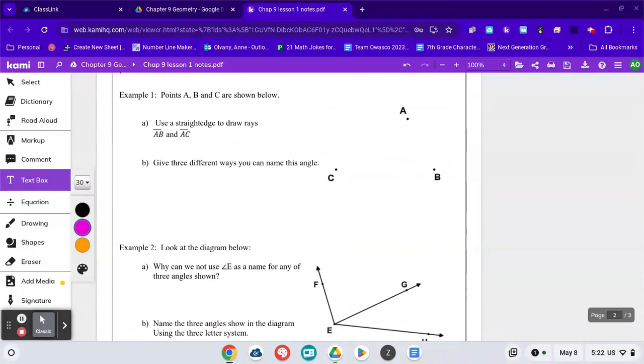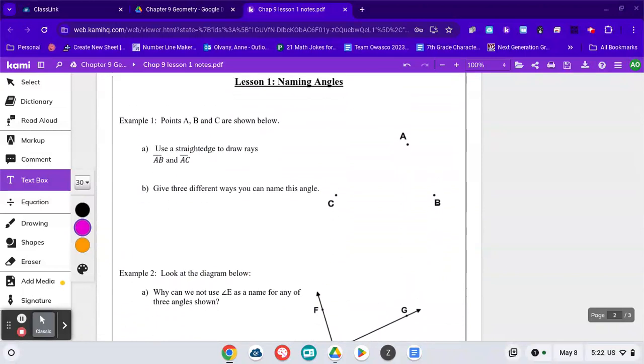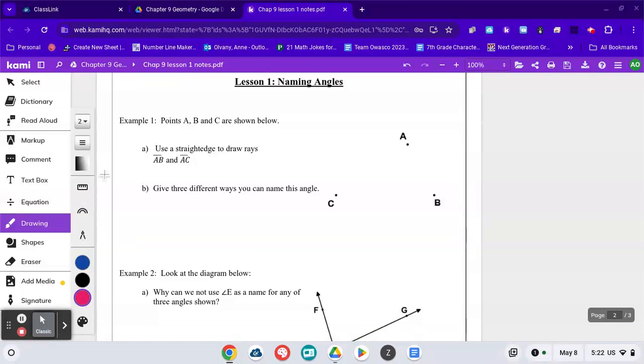All right, so here's the angles I was talking about. Points A, B, and C are shown below. Use a straight edge or whatever you have to try and make this sort of straight. To draw rays AB, in all honesty, this AB should have a little arrow right there, and this AC should have a little arrow right there. Very picky about this stuff.